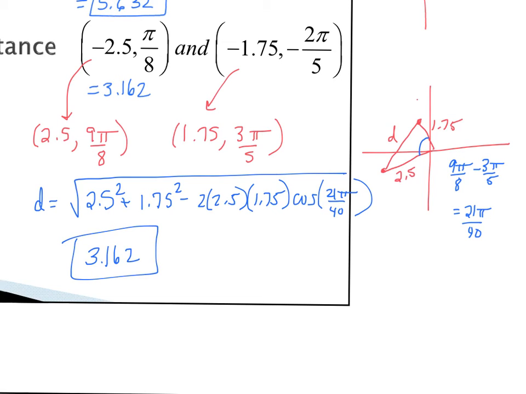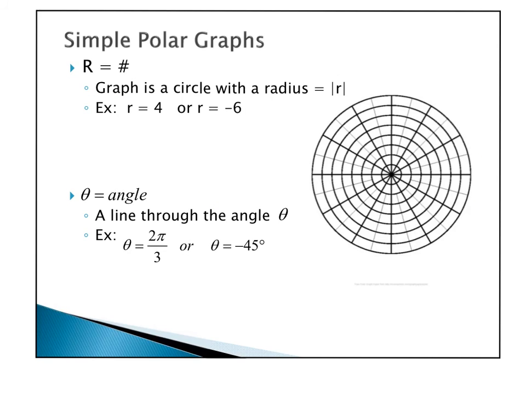All right, pause the video and take a minute to check in with your neighbor before we look at our last topic. All right, last thing that we're going to look at today are simple polar graphs. We will take a look at some much more complicated polar graphs tomorrow. However, for today, we're going to look at basic circles and lines. Now, the first one is a basic circle with a radius of the absolute value of r, and the center of the circle is at the pole.